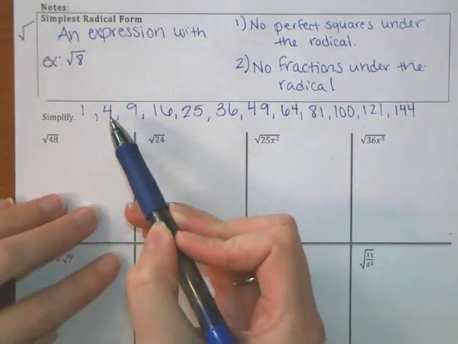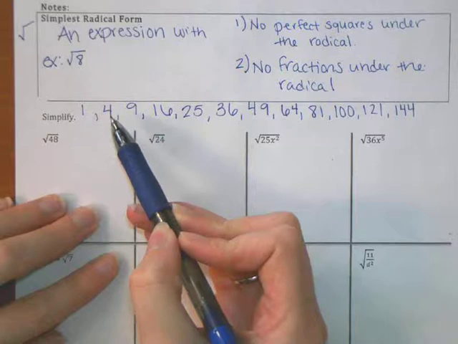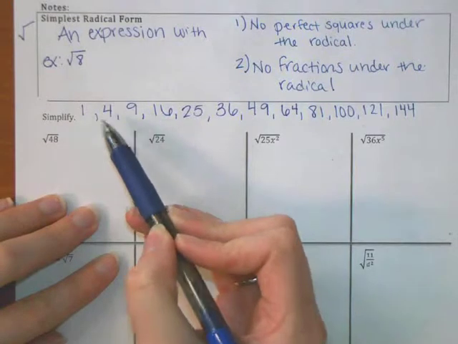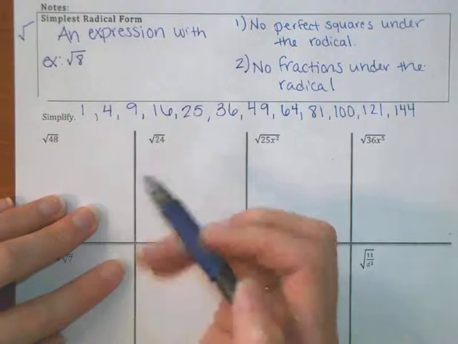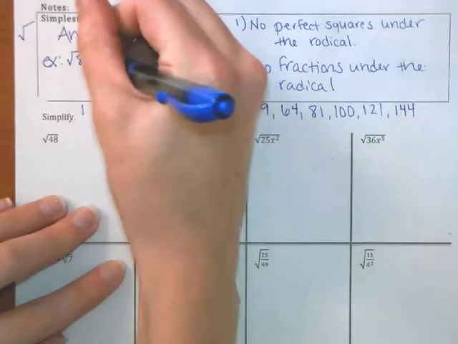Yes, it does. Well, 4 does go into 8, it's just not a perfect square. 8's not a perfect square, but 4 is. 4 is a perfect square. Okay, hold on. Just stop confusing yourself.